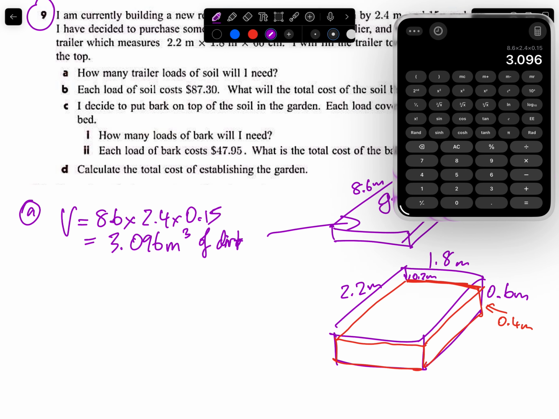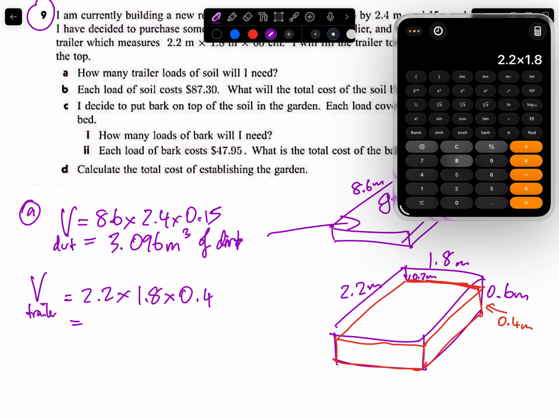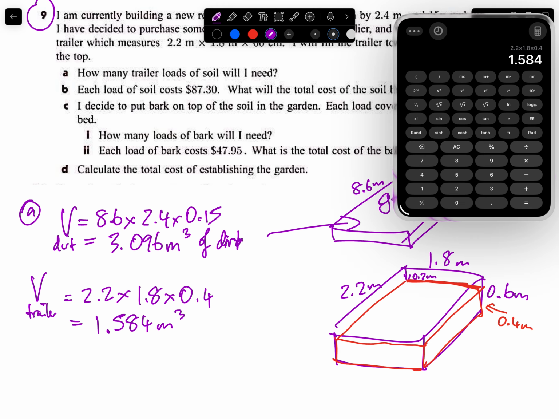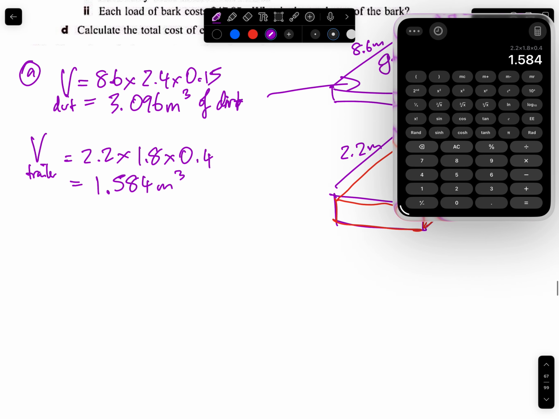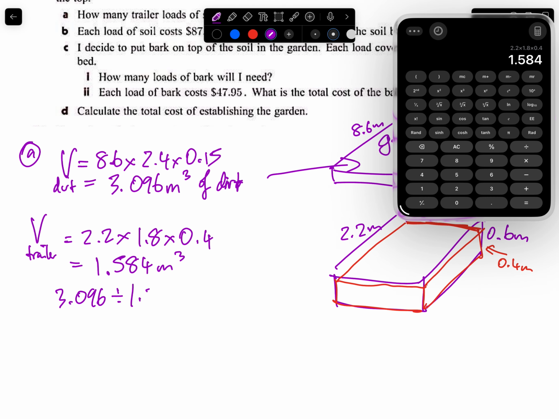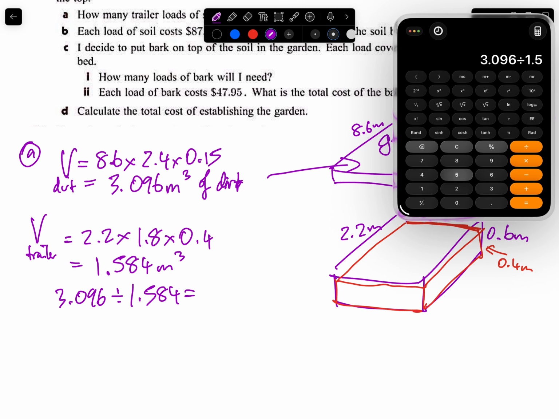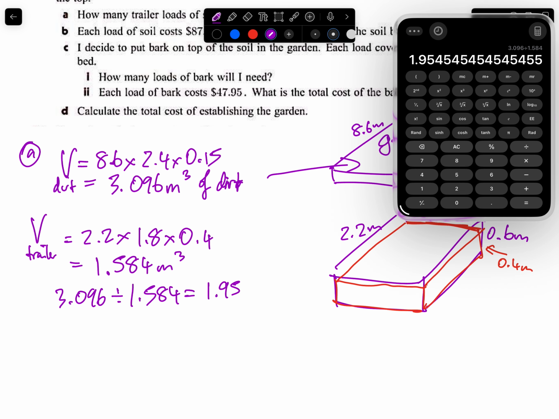What can the trailer carry? So that's volume of dirt. Volume of trailer is 2.2 times 1.8 times 40 centimeters, because he's not filling it up to the top. 2.2 times 1.8 times 0.4 is 1.584 cubic meters. So if I want to know how many trailer loads I'm going to need, it's going to be the dirt, 3.096, divided by the trailer size, 1.584. That's 1.95. So around about 2 trailer loads. Just under 2 trailer loads.